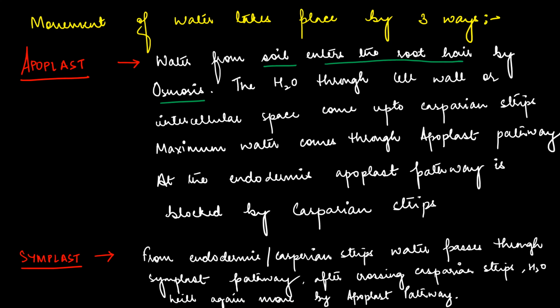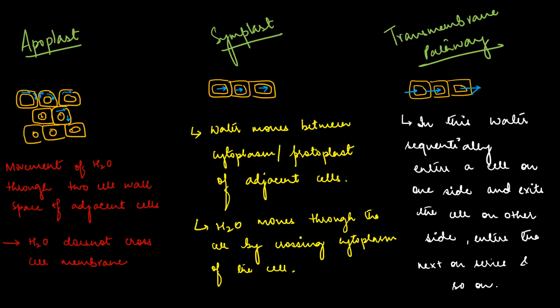The water through cell wall or intercellular space comes up to Casparian strips. Maximum water goes through the apoplast pathway. So what is apoplastic pathway? If you see, this is a diagram. These are the three pathways by which water is transported from root hair to xylem. So if you see this pathway, this is apoplastic pathway. In apoplastic pathway, if you see, this is a cell, right? And this is cell wall, and this is cell membrane, and this one we call the inside one.